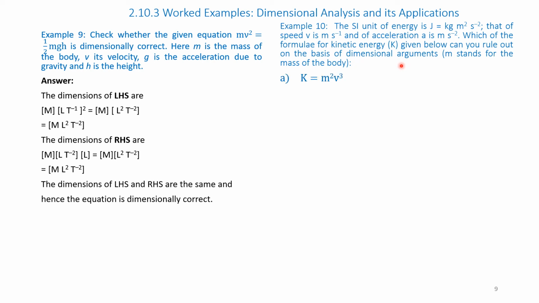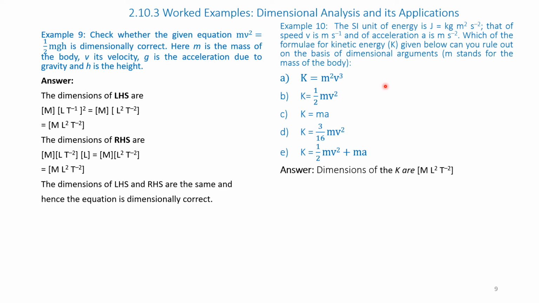K is equal to m square v cube. These are the given options. K is equal to half mv square. K is equal to ma. K is equal to 3 divided by 16 mv square. K is equal to half mv square plus ma. Answer: dimensions of K are M L square T to the power of minus 2.